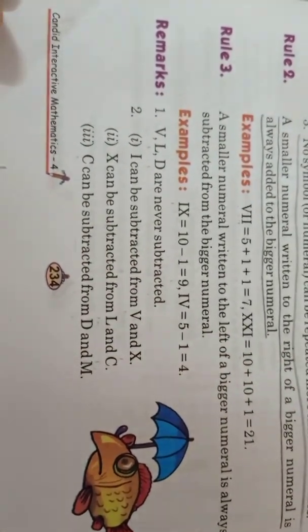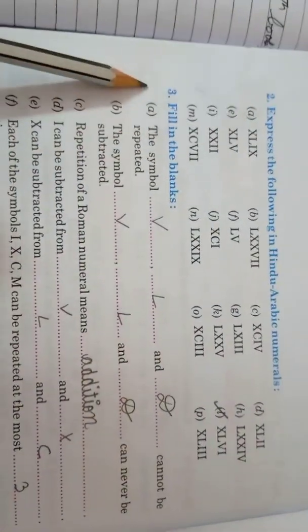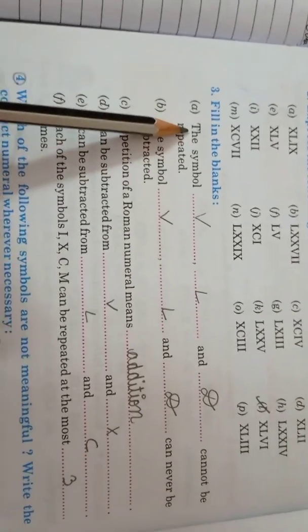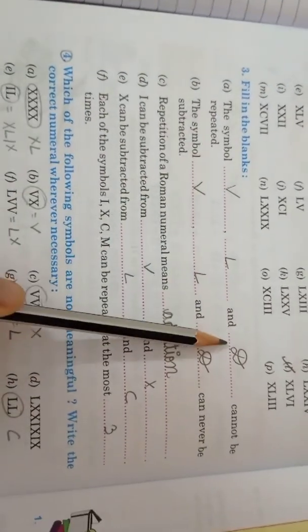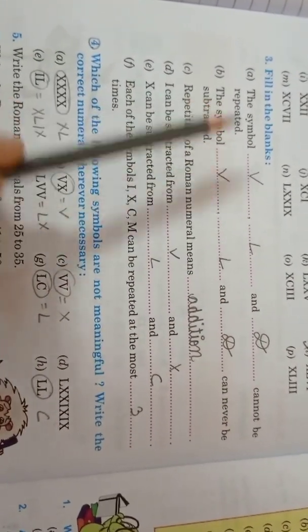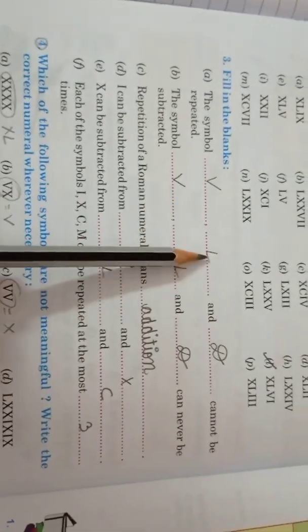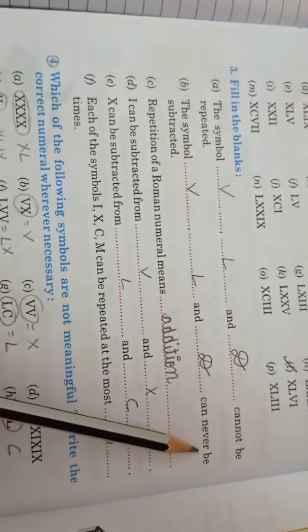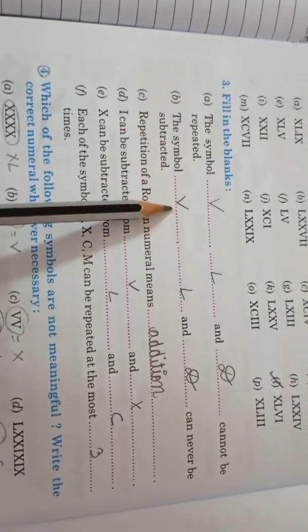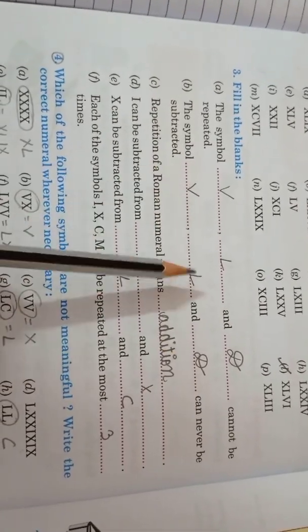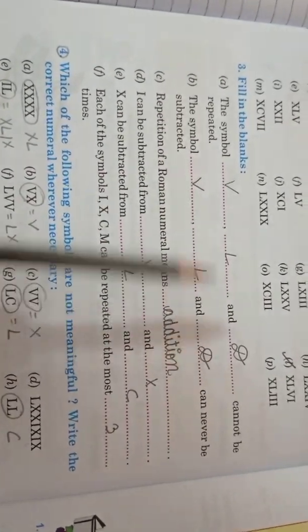Based upon these rules, let's do fill in the blanks. See, third question, fill in the blanks. The symbols dash, dash and dash cannot be repeated. Just now we have done it: 5, then 50 and then D cannot be repeated. The symbols dash, dash and dash can never be subtracted: V, L and D cannot be subtracted.